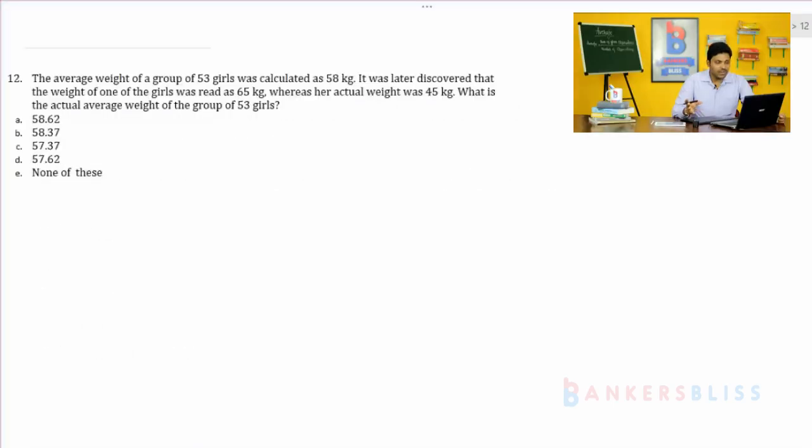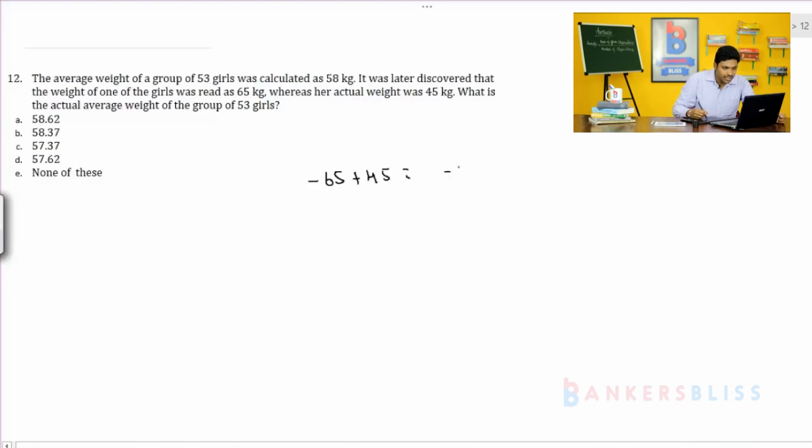In the place of 45, they have taken 65. So you have to remove 65 and replace it by 45. So minus 65 plus 45, which is equal to minus 20, which is making an impact on all the 53. So per head, how much impact is it making? Let us see. Minus 20 by 53.